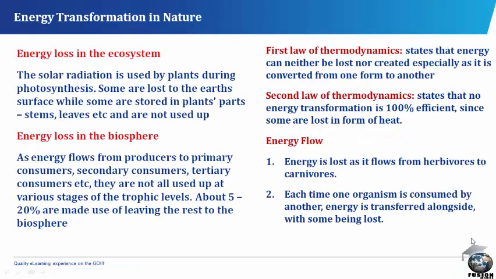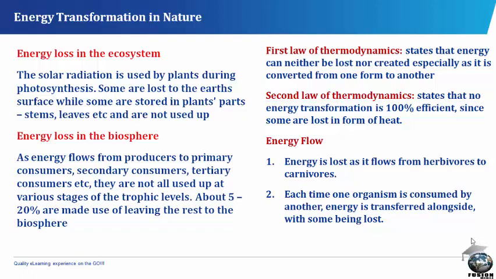Energy transformation in nature. Energy loss in the ecosystem. The solar radiation is used by plants during photosynthesis. Some is lost to the Earth's surface while some is stored in plants' parts, that is stems, leaves, etc., and is not used up. The first law of thermodynamics states that energy can neither be lost nor created, especially as it's converted from one form to another.